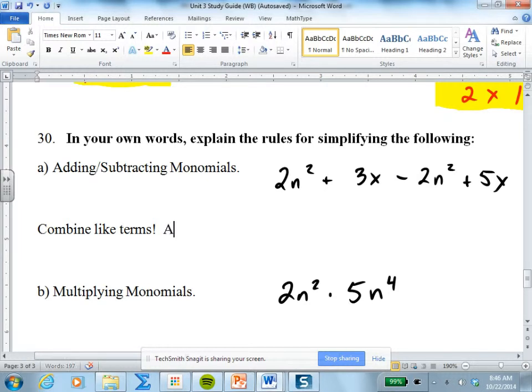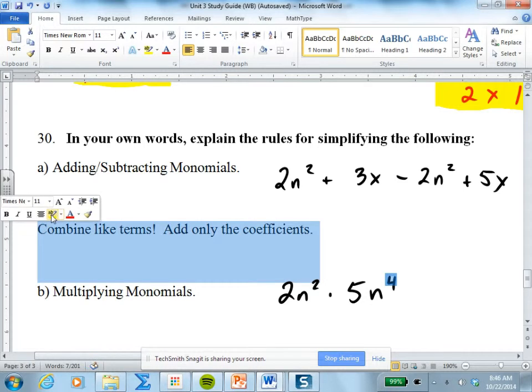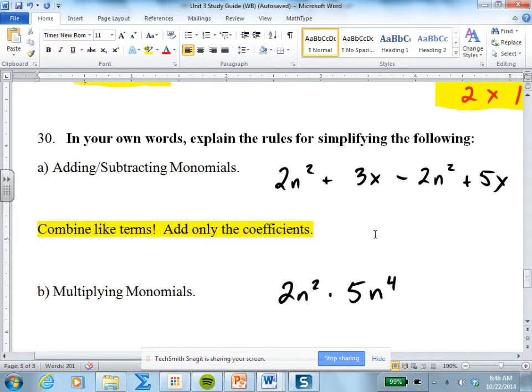And I'm also going to add this. You add only the coefficients. That is the number that is in front of the variable. So we add like terms, adding only the coefficients.